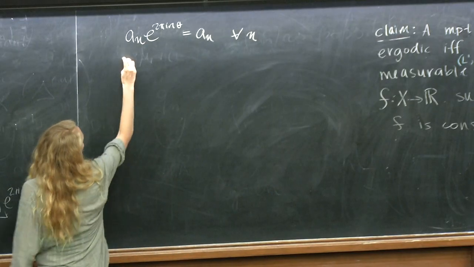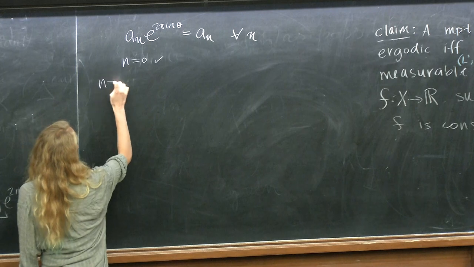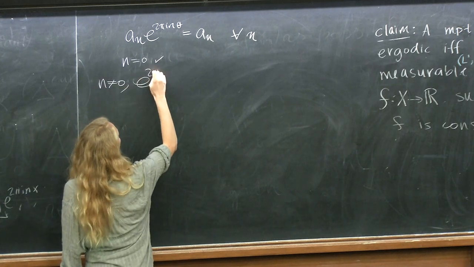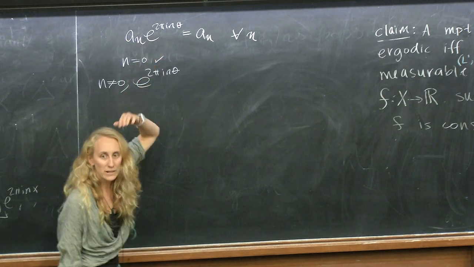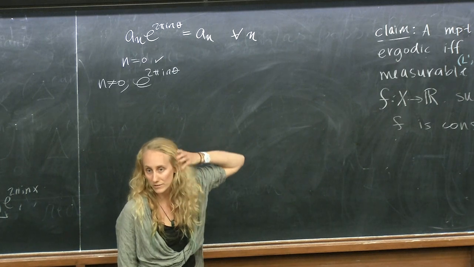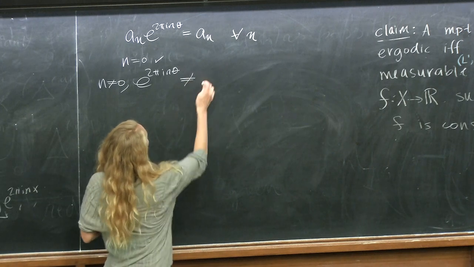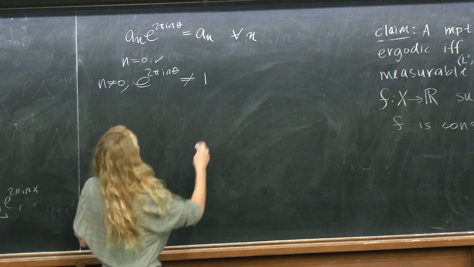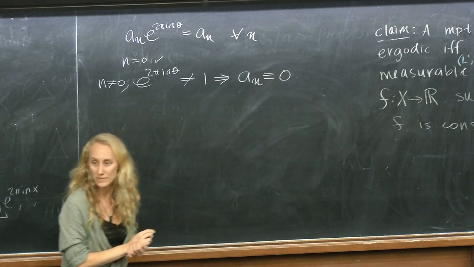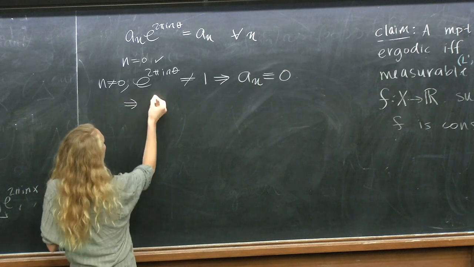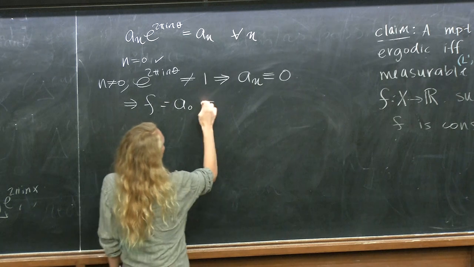Now, for n equals 0, I'm in good shape, trivially, yes? For n not equal to 0, unfortunately, e to the 2 pi i n theta would have to be 1 for this to hold. Well, that can only be true if theta's rational. So if I'm restricting theta to be irrational, this is never 1, right? So that means that all of my coefficients for n not equal to 0 are identically 0. So that means that my function is really just a_0. So that means it's constant, right?